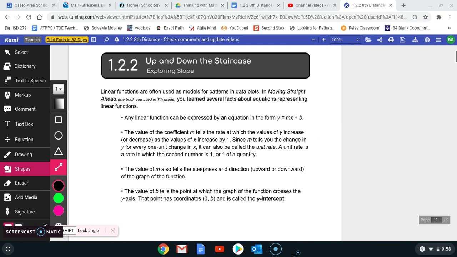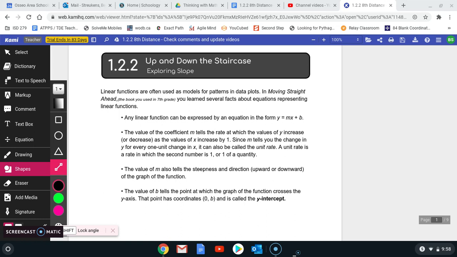Those facts are: any linear function can be expressed by an equation in the form y equals mx plus b. The value of the coefficient m tells the rate at which the values of y increase or decrease as the values of x increase by 1. Since m tells you the change in y for every 1 unit change in x, it can also be called the unit rate. A unit rate is a rate at which the second number is 1 or 1 of a quantity.